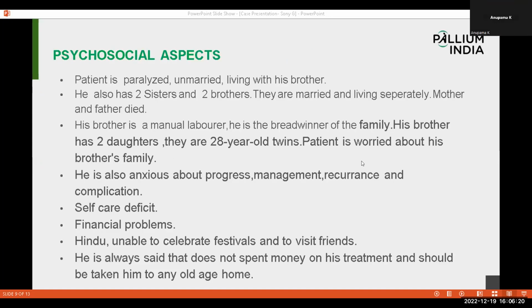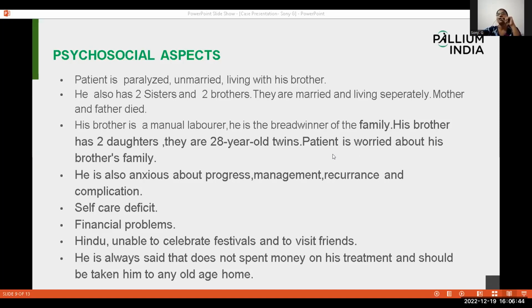Psychological aspect: patient is paralyzed, unmarried, living with his brother. He also has 2 sisters and 2 brothers. They are unmarried and living separately. Mother and father died. His brother is a manual laborer. He is the breadwinner of the family. His brother has 2 daughters. They are 28-year-old twins. Patient is worried about his brother's family.